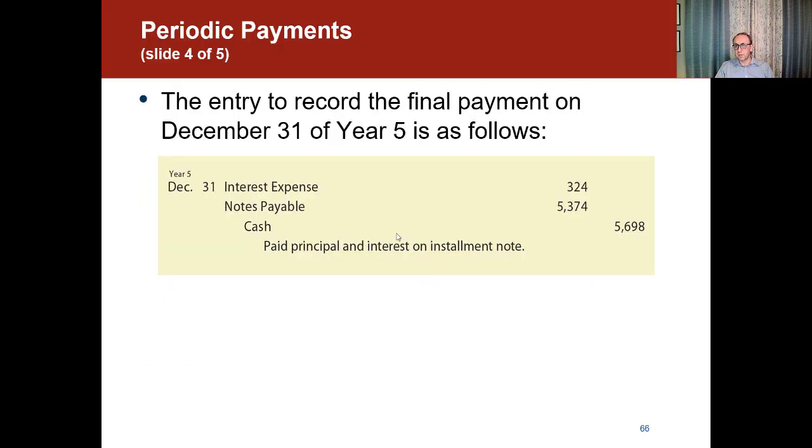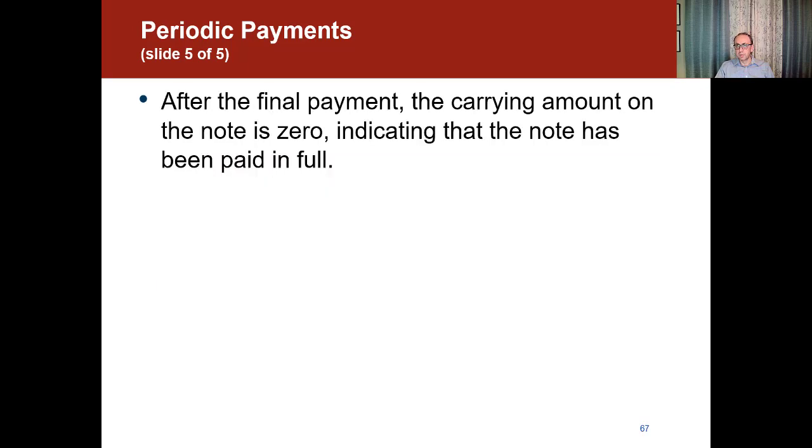And then for the very last year, year 5, again, the cash is exactly the same, $5,698. The interest expense is the smallest, $324, and the total value of the payment towards the note payable is $5,374. And by that time, the notes payable balance should be equal to 0. So after the final payment, the carrying amount on the note is 0, indicating that the note has been fully paid.